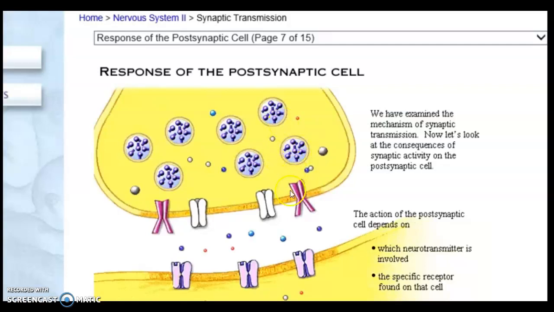Because remember, we have some things trying to excite this, some things trying to inhibit this, but that's really more dependent on the receptor found on the cell, because the same neurotransmitter could be excitatory or inhibitory. It's according to which receptor it goes to. Now, there are a few neurotransmitters that would just be inhibitory, like GABA, but most, like epinephrine and norepinephrine, could be either excitatory or inhibitory, and it would depend on which receptor it went to.